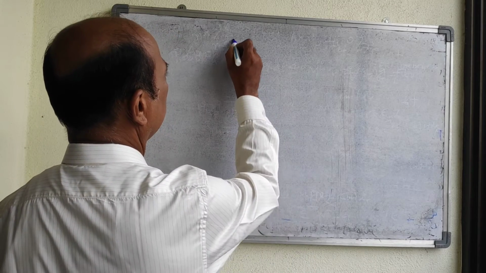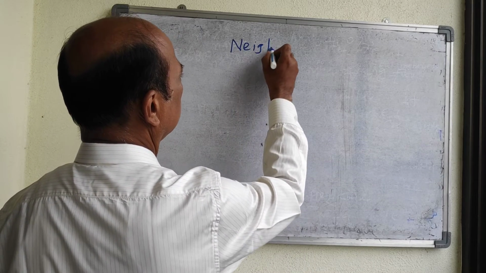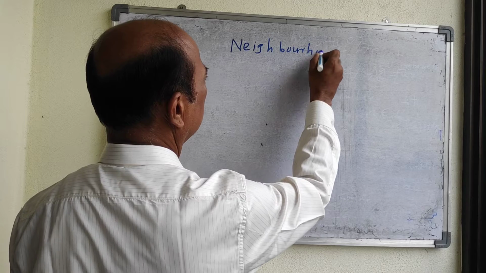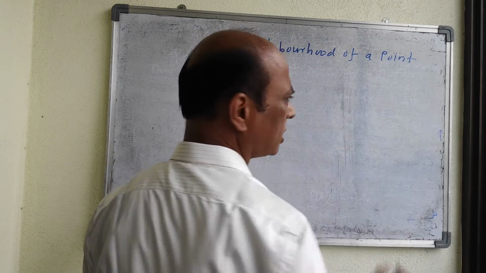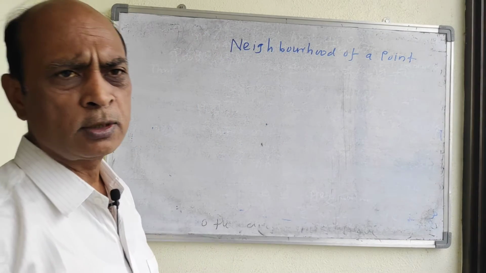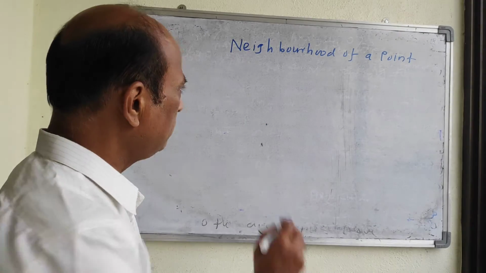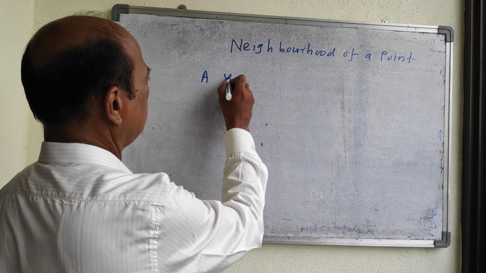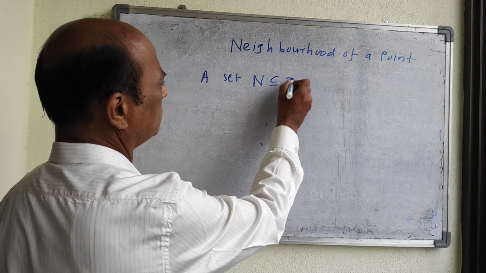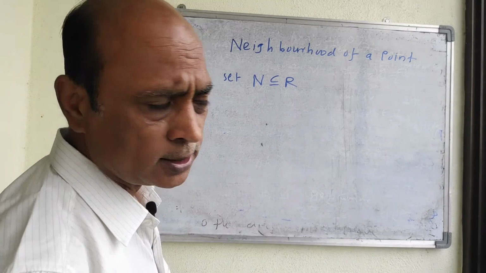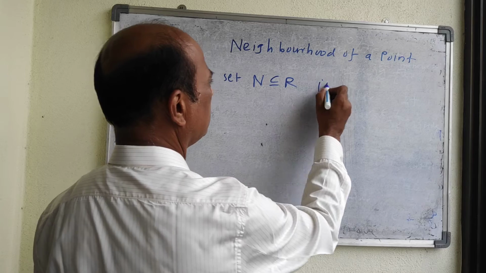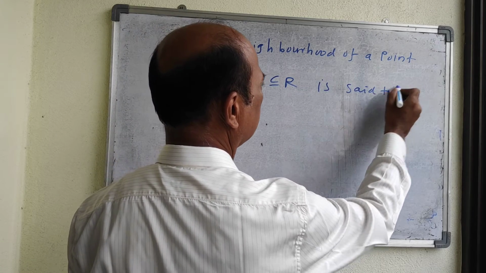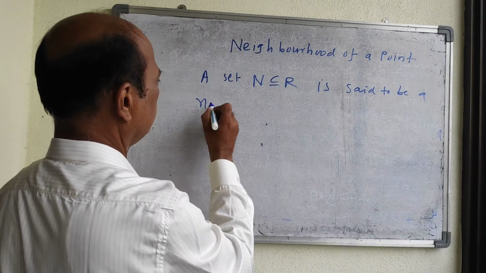Now the next point is the neighborhood of a point. That is a very important concept. So what is a neighborhood? In mathematics, a set N, that is a proper subset of R, R being the set of real numbers, is said to be a neighborhood of a point.